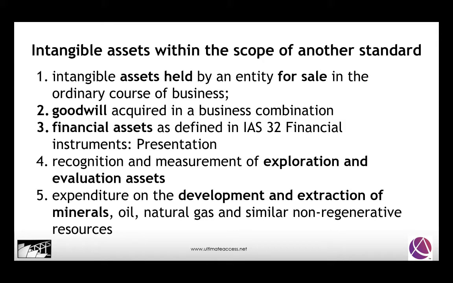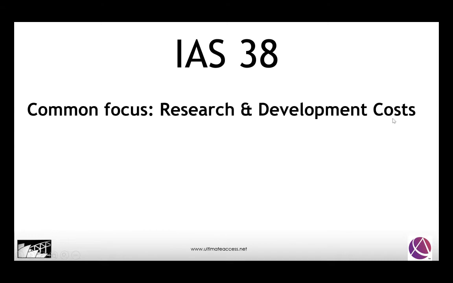So here you can see that if we've got assets held for sale, they are dealt with in IFRS 5. Goodwill, that's dealt with when we're dealing with the consolidation. Financial assets are in IAS 32. And others that we don't come across within our syllabus are to do with the exploration and evaluation of assets and development and extraction of minerals. So we are commonly focusing on research and development costs.